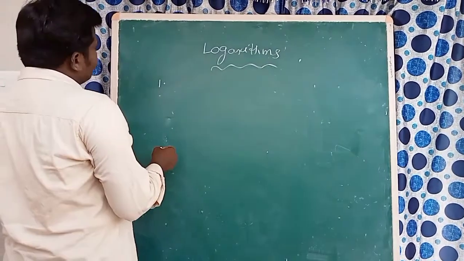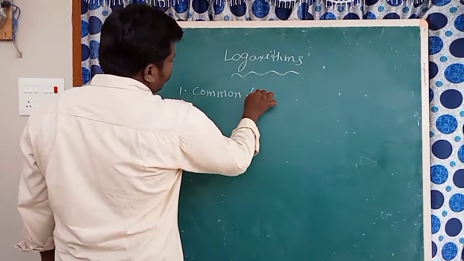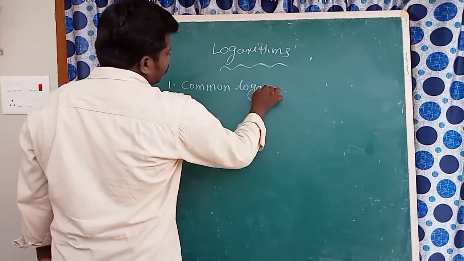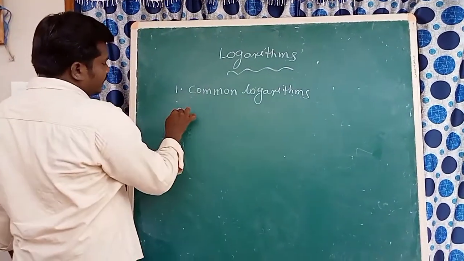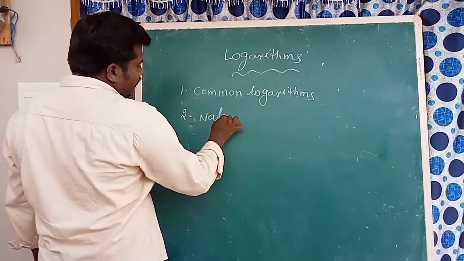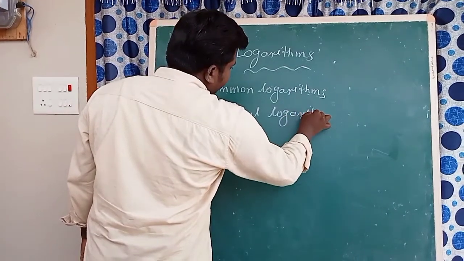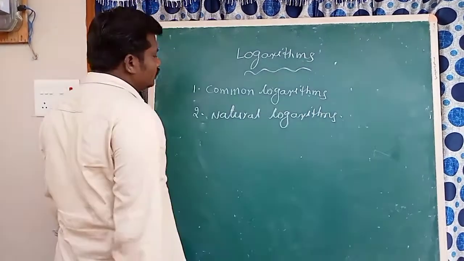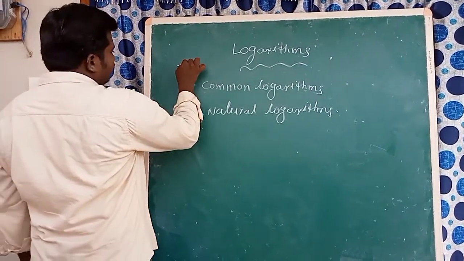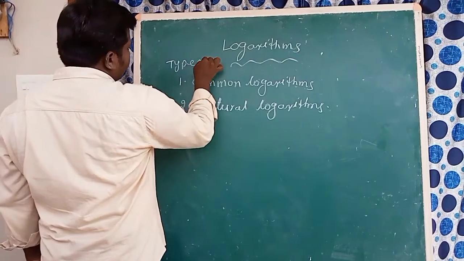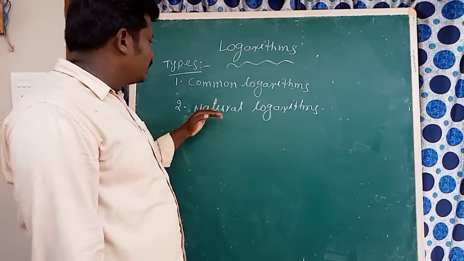First one is common logarithm. And second one, natural logarithm. These are the two types of logarithms. Here, take the heading, types. Two types of logarithms. So, what is the difference between these two?